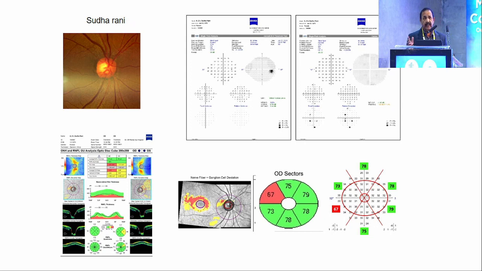When I talked in the GCI, I talked indications of 10-2. Now I tell you, when you need not do 10-2: when the GCA thickness is more than 60, you need not do 10-2, because even if you do 10-2, it will come normal.